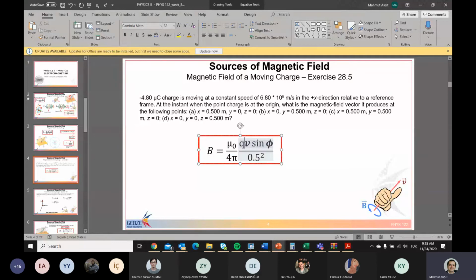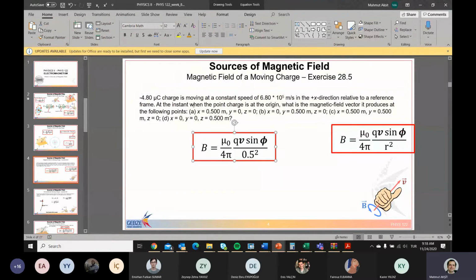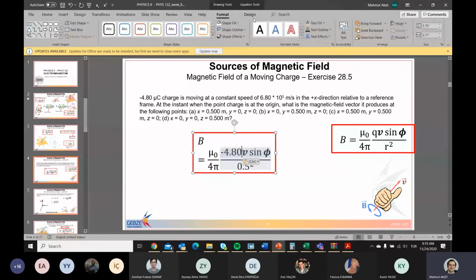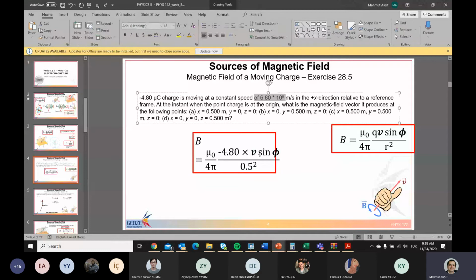Q is minus 4.8. Let me copy this. We are going to be using it. Q is minus 4.8. The velocity is 6.8 and 5.